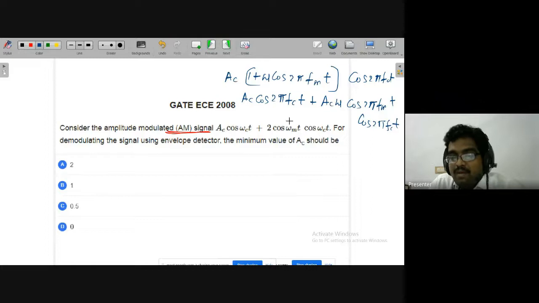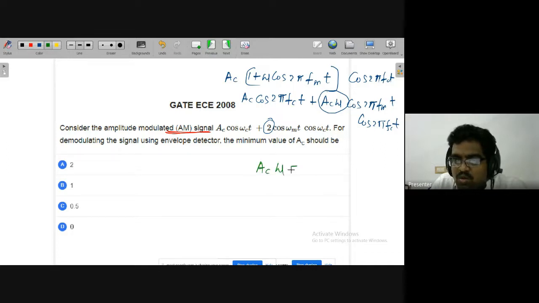Now I have written it in this format: cos 2 pi Fmt cos 2 pi Fct. The value of Ac mu is given as 2. From this, Ac mu is equal to 2.